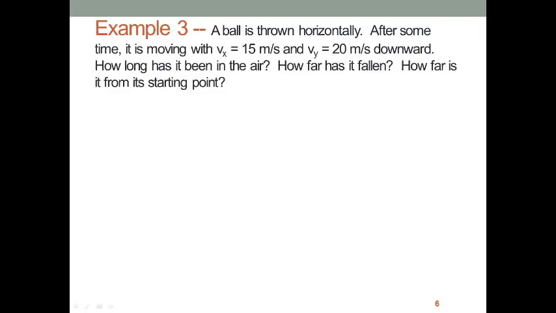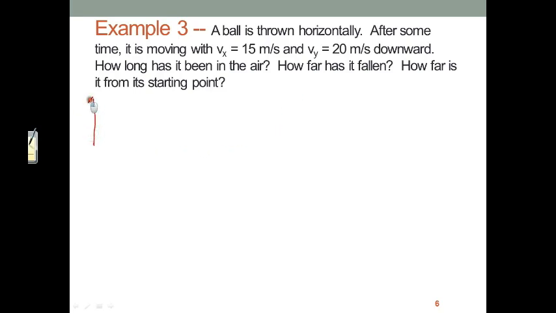For my third 2D motion example, I'm going to look at a ball again thrown horizontally. I'm told that after some amount of time, which I'm not given, the horizontal velocity is 15 meters per second and the vertical velocity is 20 meters per second downward. The question is, how long has it been in the air, how far has it fallen, and how high is it from its starting point?